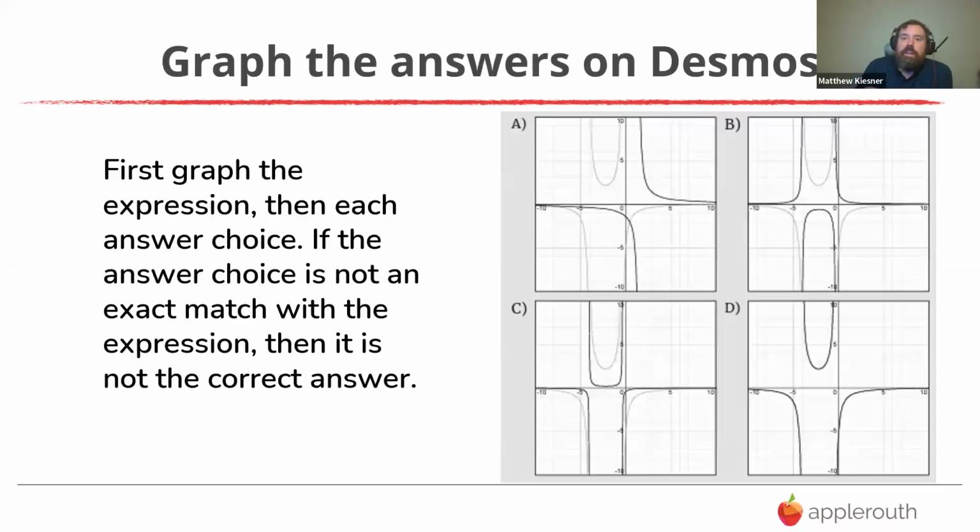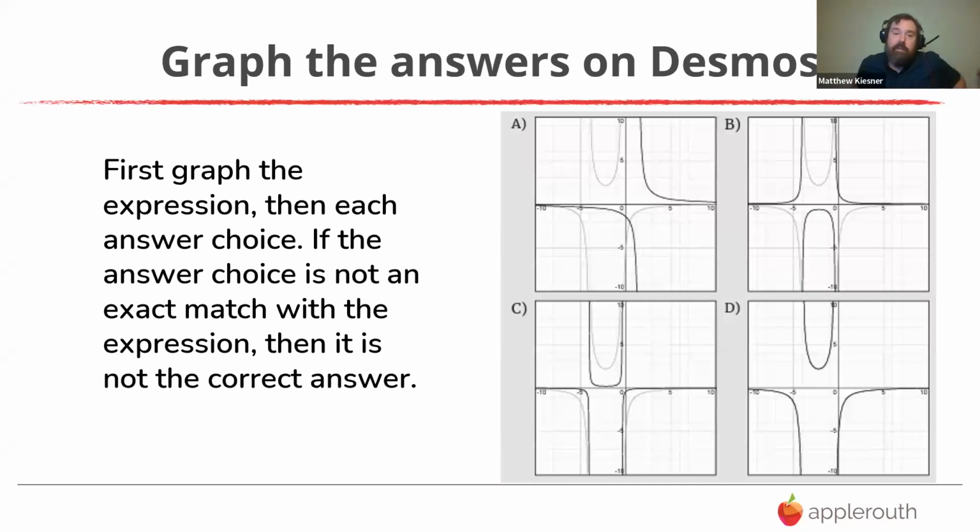So what you do on here, and apologize for the difficulty of seeing this, is that the gray is the original expression on all of these. Rational expressions are going to look kind of weird. They're going to have asymptotes and stuff, but you can put that one in there, and then you just try each of the answer choices. And so A, B, and C do not match. C is close, but it's not a match. But D, it lays completely over.